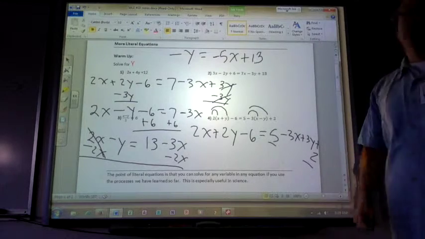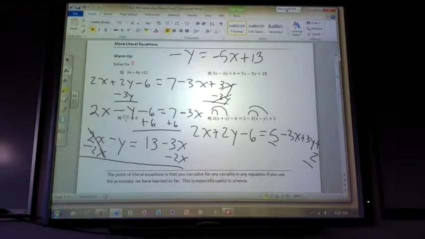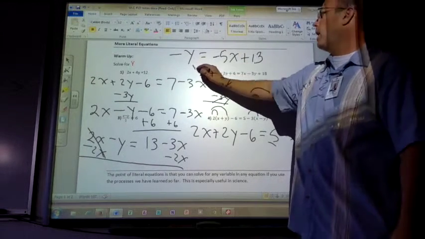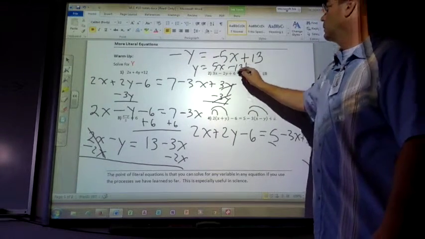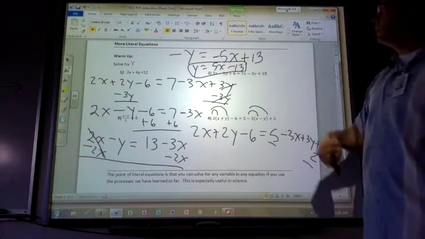What should I do to all terms? Multiply by negative 1. So this becomes y. This becomes 5x. This becomes minus 13. Done.